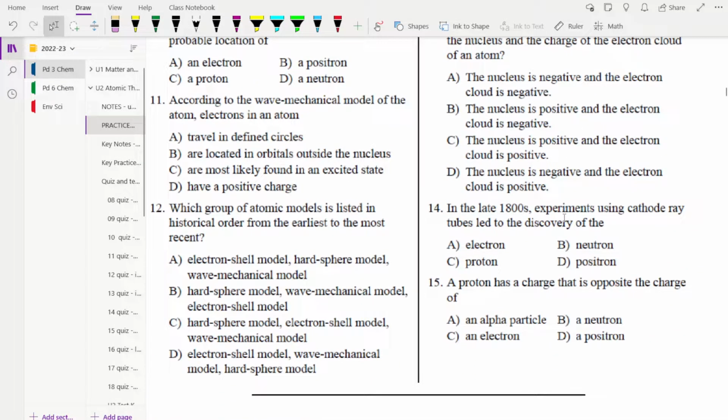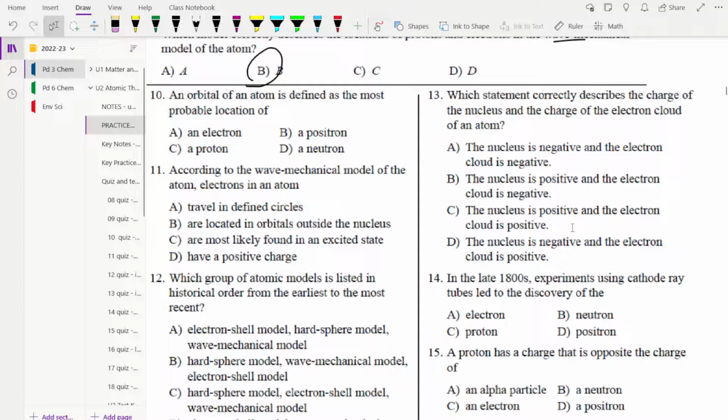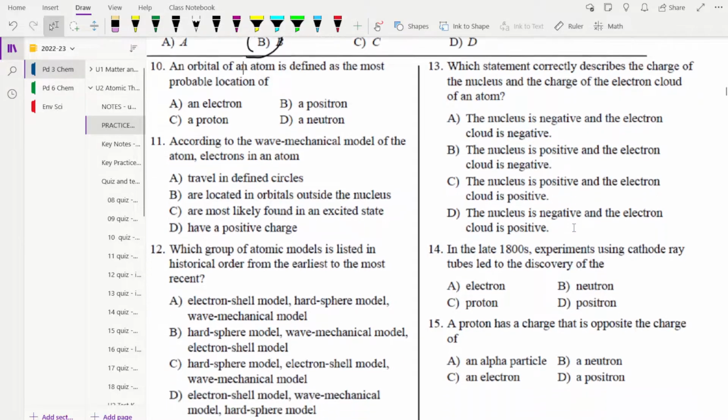10 through 12: 10 is A, 11 is B, and 12 is C. 13 is B, 14 is A, and 15 is C.